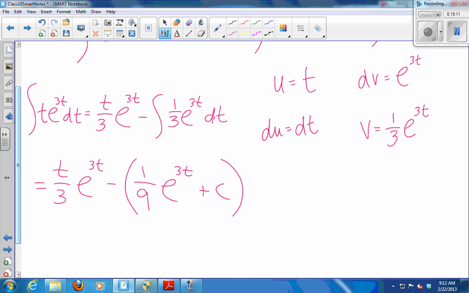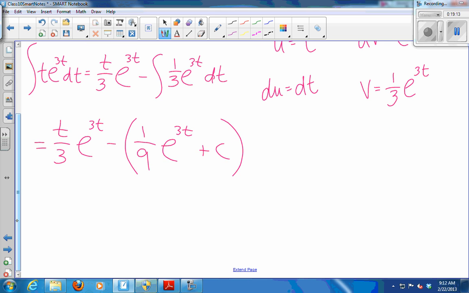And then just simplify. So I have t over 3 e to the 3t minus 1/9 e to the 3t plus c. No, that's only when you're calculating the integrating factor. Oh yeah, I guess it should, but it doesn't really matter.